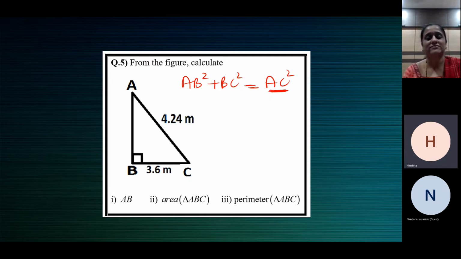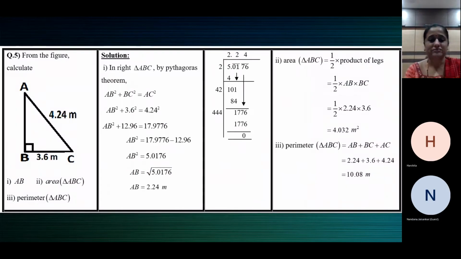Perimeter alone, I didn't have time to do, ma'am. You didn't have time. All right. Nandana is partly right with the square root. In your working, Nandana, I don't see all this directly. Are you listening? You have AB square is 5.01, and I don't know how you got it without these steps.